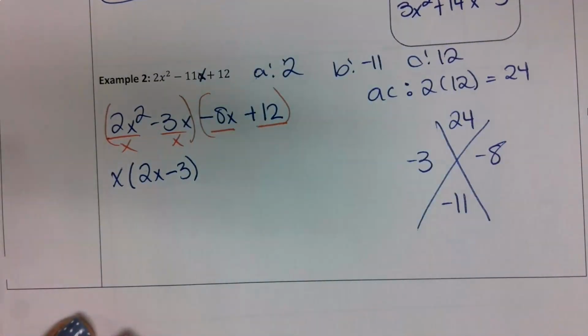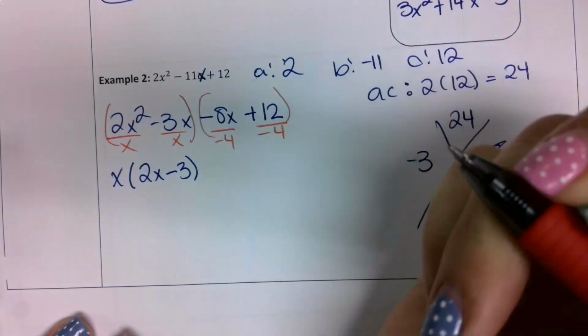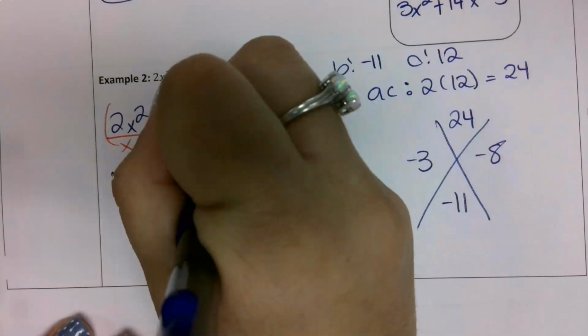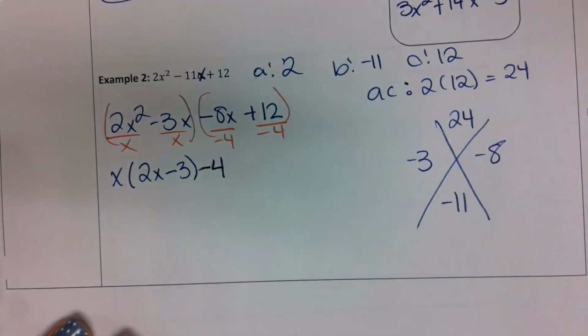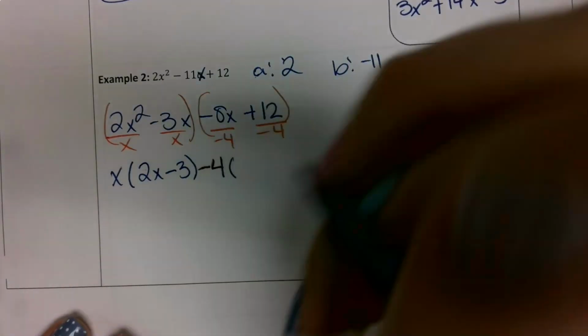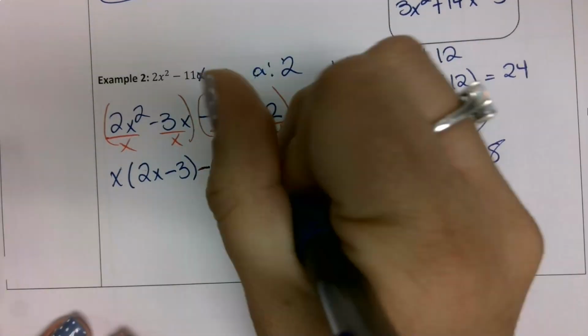And my second group, what can I take out? I'm going to do negative 4 because I always want to make my first number positive. Oops, I wrote that in blue. So what's negative 8x divided by negative 4? Positive 2x. Positive 12 divided by negative 4. Minus 3.